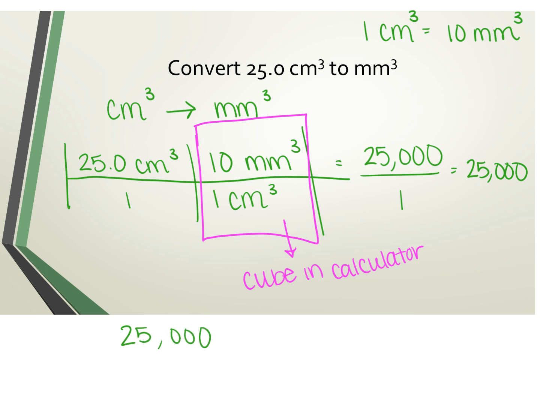To turn this one into 3 sig figs, you have to turn it into scientific notation. Put your decimal, and then how many places do you have to move the decimal to put it in between the 2 and the 5? 4. So I'm going to write 2.50 to get that third sig fig, times 10 to the 4th millimeters cubed.